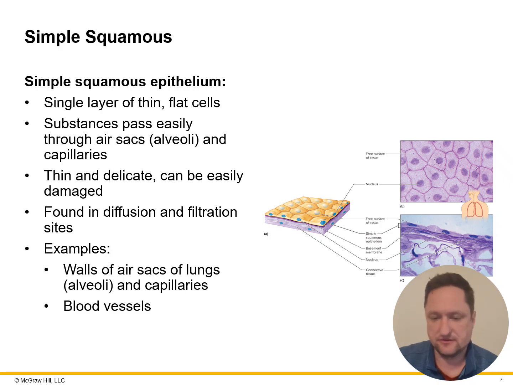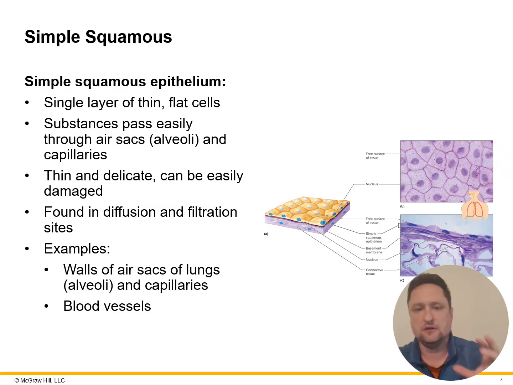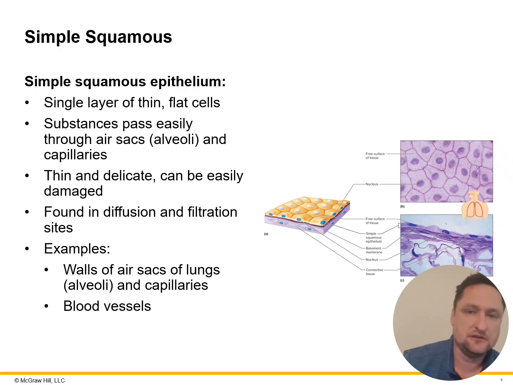Okay, so although this one is efficient for diffusion, its delicate structure means it can be easily damaged. Simple squamous epithelium also lines body cavities as part of the serous membranes, which reduces friction between organs. Because it does have a smooth, thin surface, this epithelium is ideal for areas in the body that require minimal resistance to material passage. It is not ideal for anything that's going to take a pounding or get damaged easily.